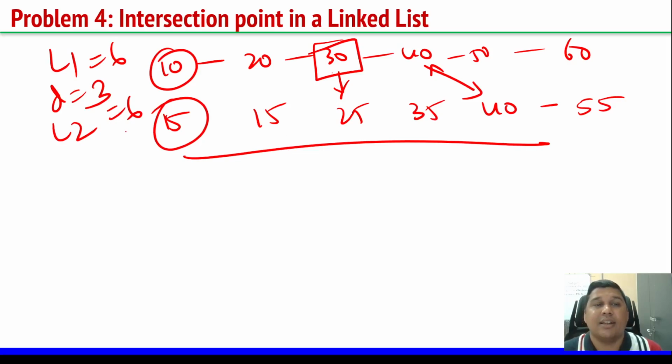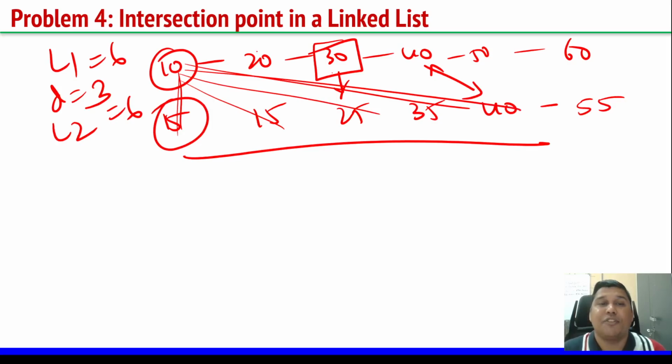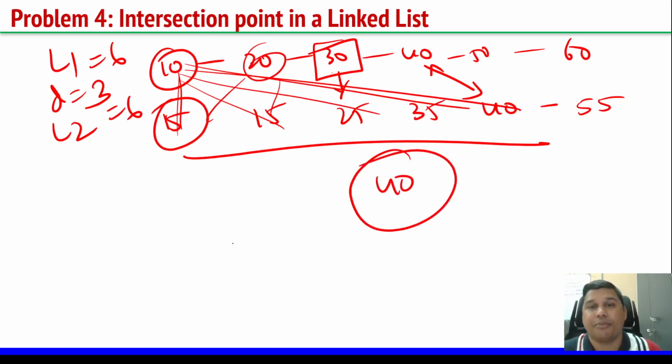So in our case, the difference is 0. 0 means you need not traverse anything. You compare this to this, check it here: is it common? If not, again take the next one and check. So you have to compare both lists to find out the common element, right?